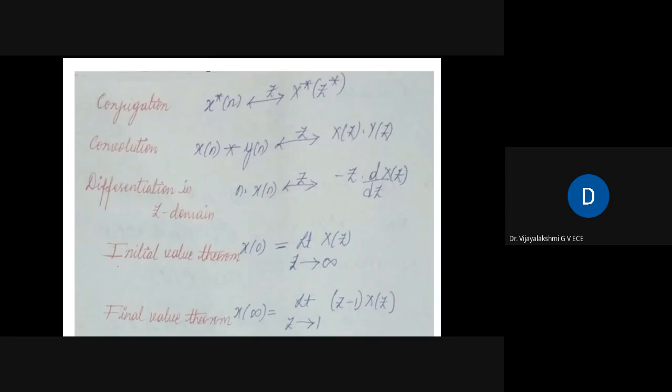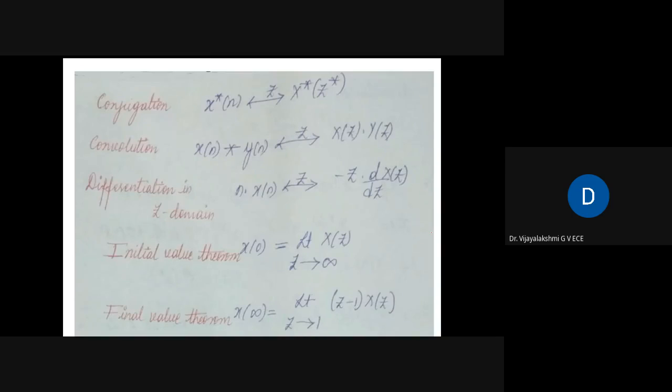And for the last two properties, the initial value theorem and the final value theorem, please keep in mind that we are applying them only for signals which are defined only on the right hand side, that is, causal signals. If the given signal is causal, then the initial value x of 0 is got from X of z by applying the limit as z tends towards infinity. And the final value x of infinity we get by taking the product of X of z into z minus 1, applying the limit as z tends towards infinity. So this was a small recap of all the properties.